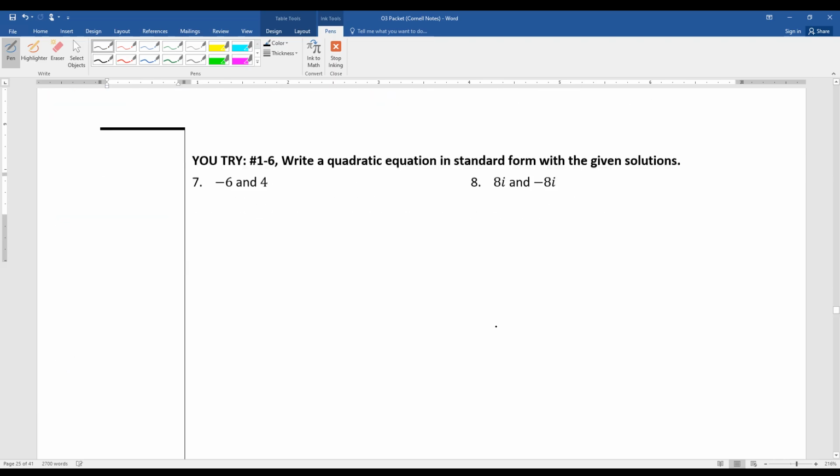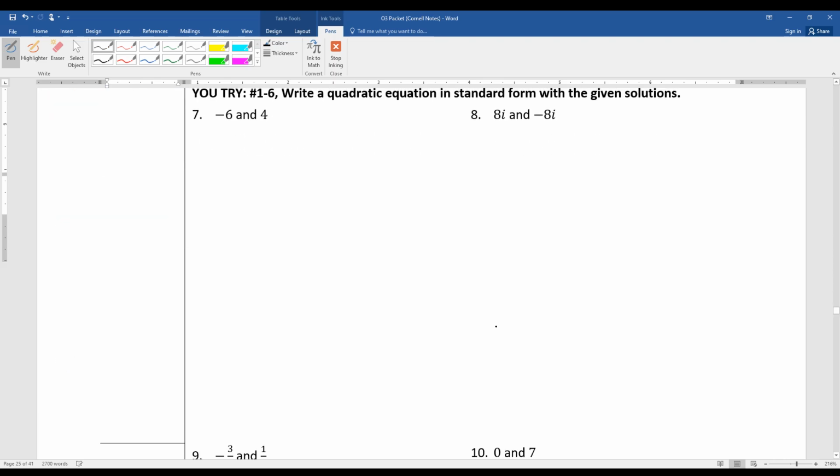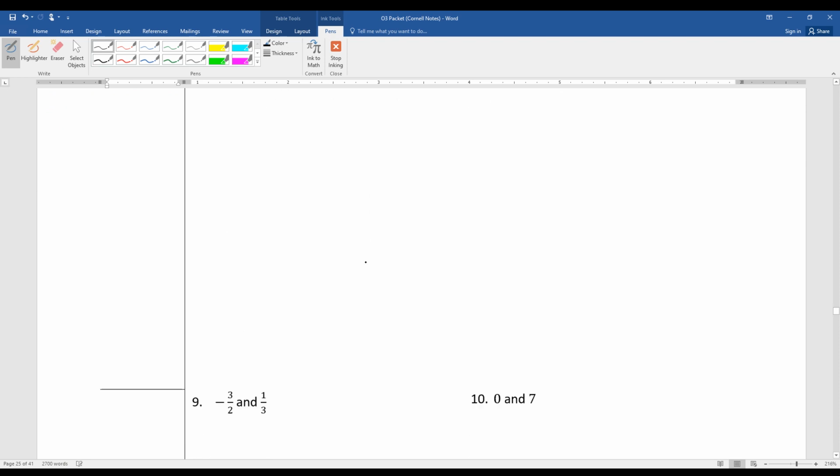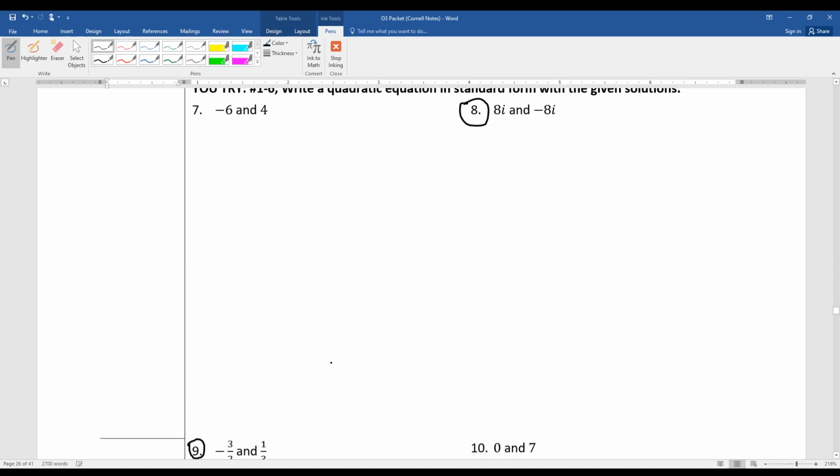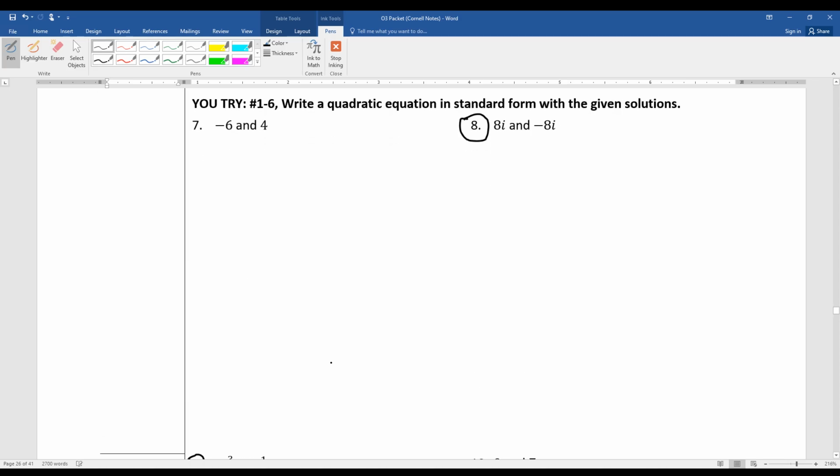Okay, on the next page, we have a bunch of them for you guys to try. I'm going to go through number 8, since it has i's again, and number 9, since it has fractions. If you're feeling confident, I recommend that you pause your video, try 8 and 9 on your own, and then you can come back, press play, and check your answers.